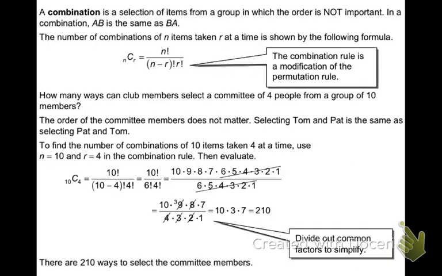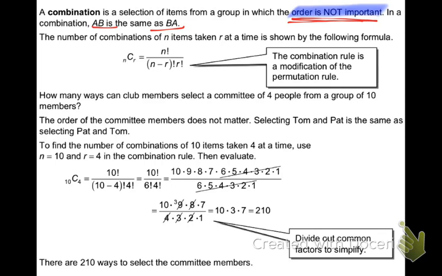Again, permutation, order matters. The next thing we're going to talk about is what's called a combination. A combination is a selection of items from a group in which the order is not important. In a combination, AB is the same as BA. You can make an example in life where order does not matter. Let's say you're choosing 10 people to be on a team. It doesn't matter in which way they're chosen at all. They're all still on the team.